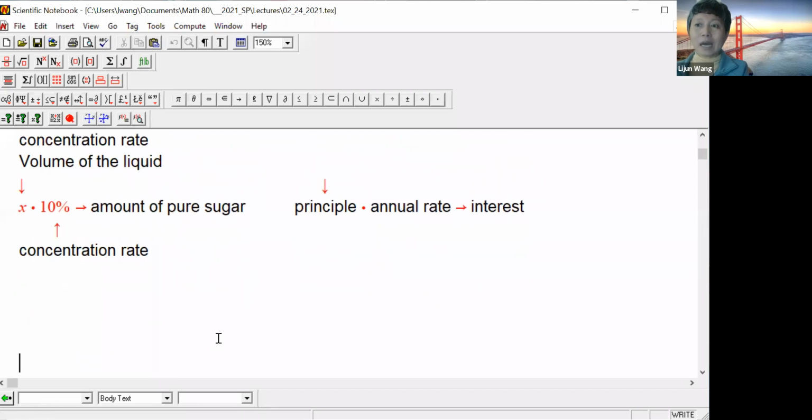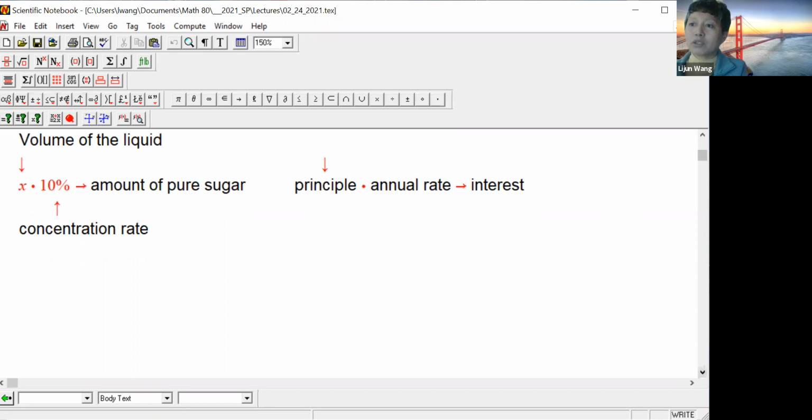And we understand how to find the amount of pure sugar or pure alcohol, knowing the total volume or total amount and the concentration. Just like how we find interest from principal multiplied by annual rate. Does that make sense, you guys? So next we're going to draw a picture together, because right now we're just working on our scratch paper.